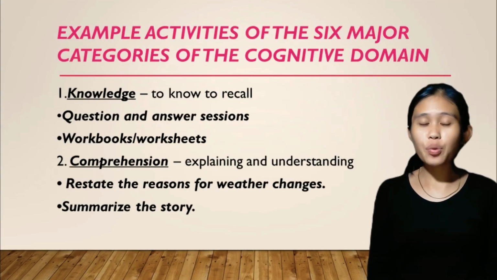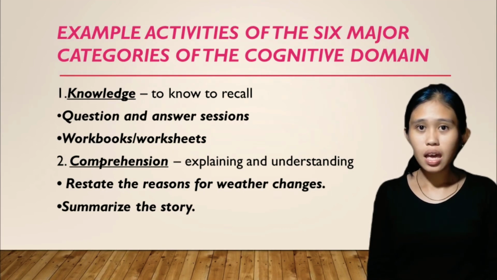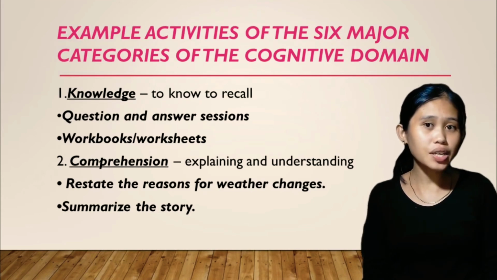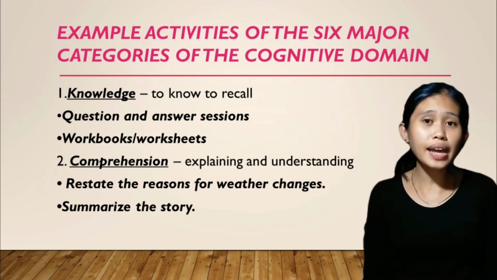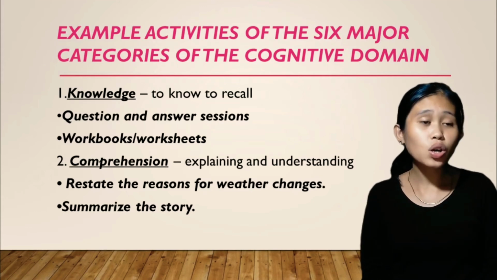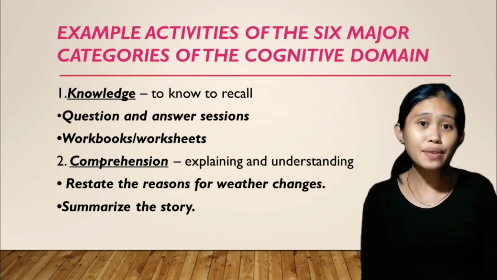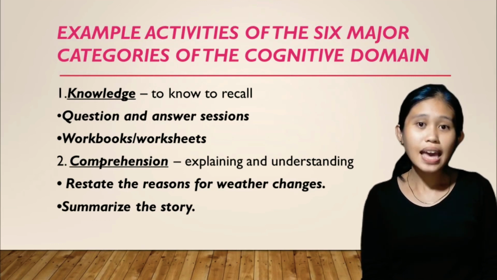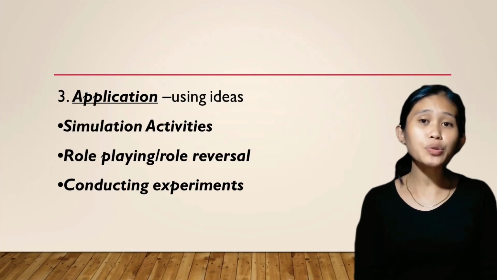For you to be able to understand the 6 major categories of the cognitive domain, here are some example activities. Number 1, for knowledge, to know or to recall. The example activities are question and answer sessions, workbooks, and worksheets. Number 2, comprehension, explaining and understanding. Example activities are restate the reasons for weather changes. Summarize the story. Number 3, application or using ideas.